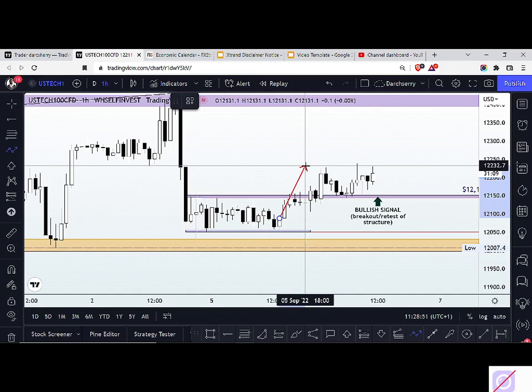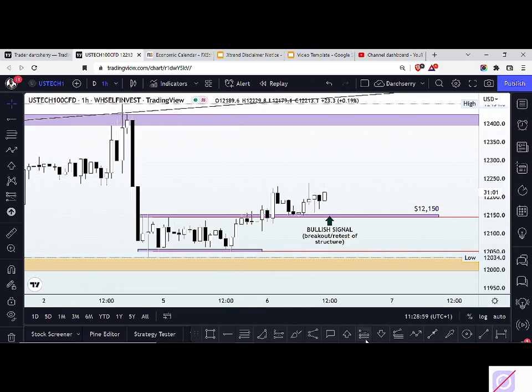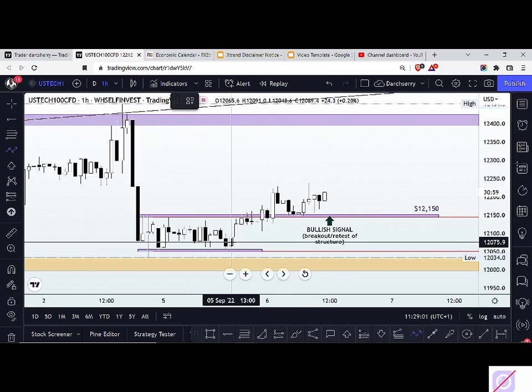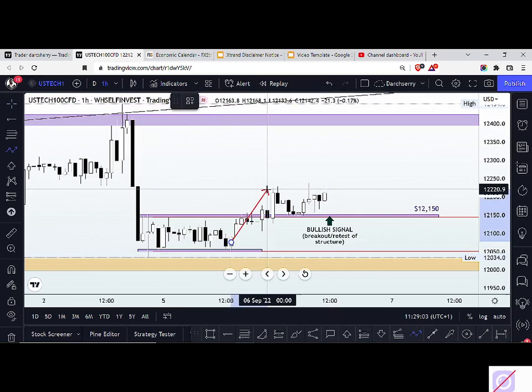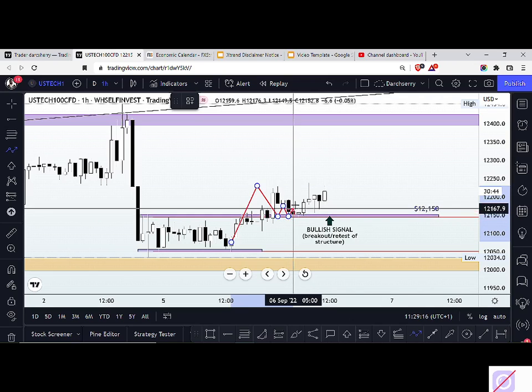So now what happened in the last 24 hours on the US tech was a breakout of the channel to the upside. So with the breakout of the $12,150 area, which was observed during the New York session yesterday, during the early hours of today, we saw a breakout of that structure, and then we saw price come back to do a retest of that structure, giving us a confirmation to join the rally to the upside.